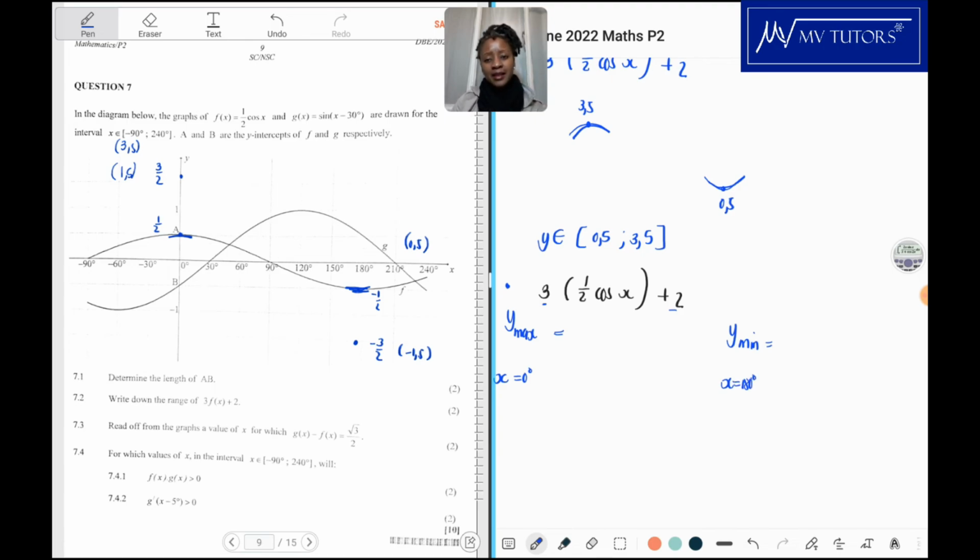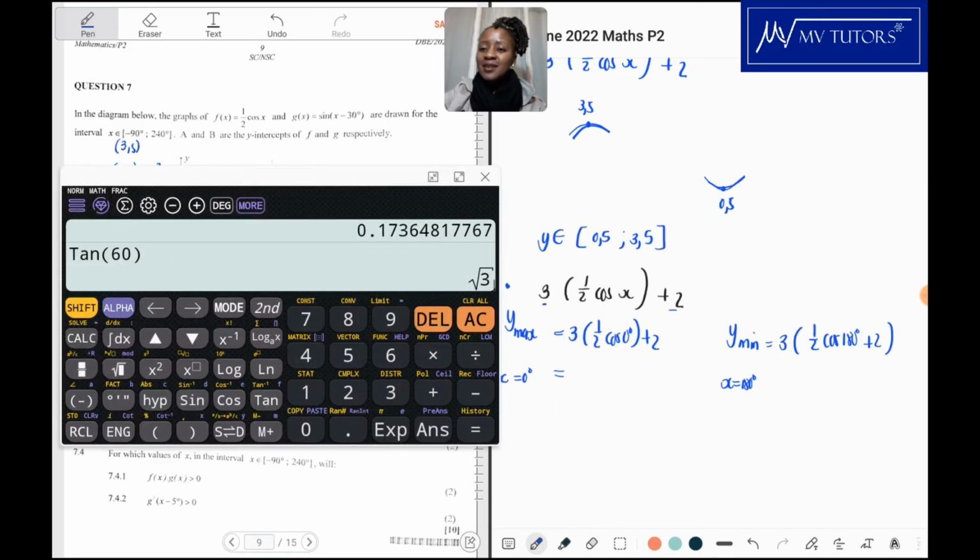So I'm going to take this formula and substitute x equal to 0 degrees for y max and x equal to 180 degrees for y minimum. So basically 3 times half cos 0 degrees plus 2, and I'm plugging it straight into the calculator. And here I have 3 times half cos 180 degrees plus 2.